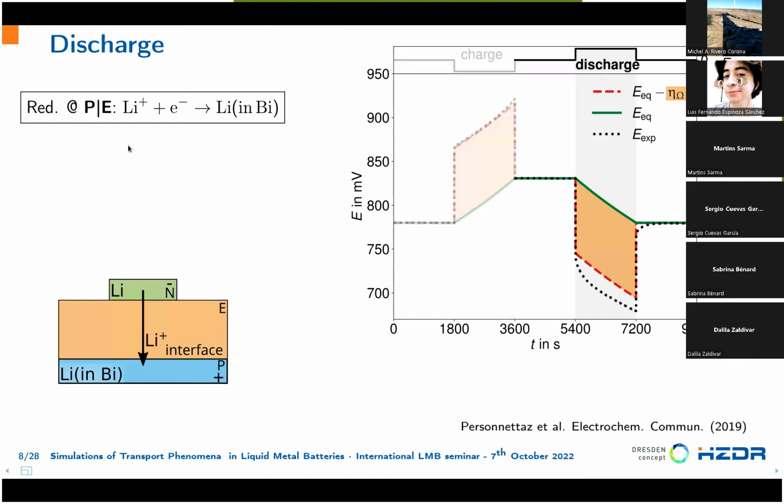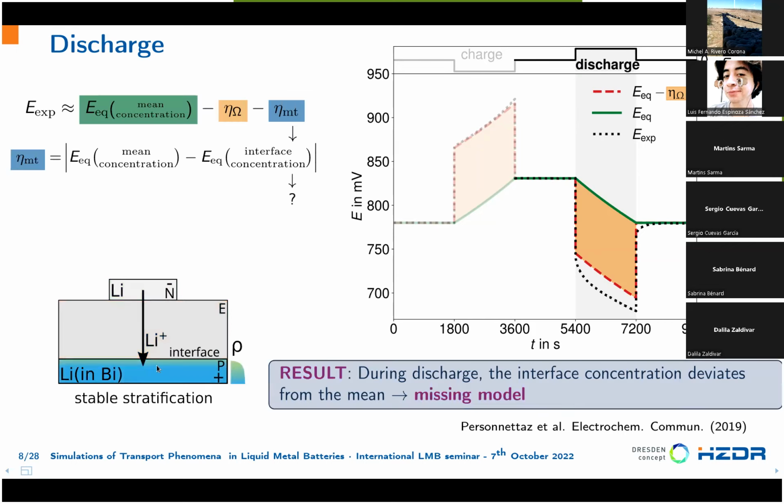During discharge, we have the opposite reaction. So we are depositing light lithium on top of the heavy alloy. This is a stable condition because we are depositing the light over heavy. And if we just use the equilibrium cell voltage and the ohmic overvoltage to model our experiment, we see that the red line is not able to capture well the black line. There is some additional overvoltage, and this is the mass transport overvoltage that we discussed previously. So there is a difference between the interface and the mean concentration, and we need a model to define the interface concentration.